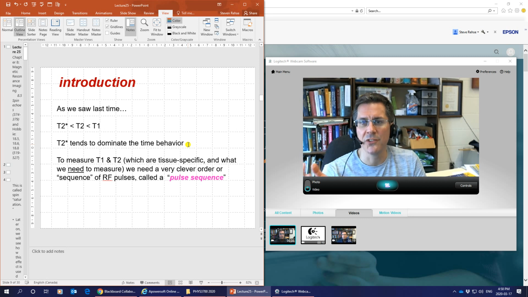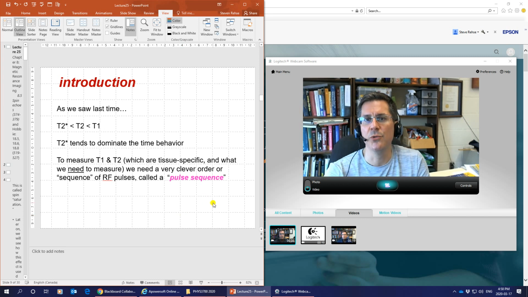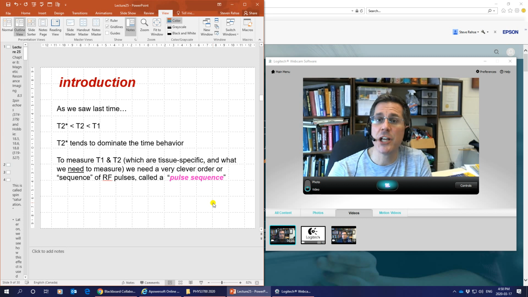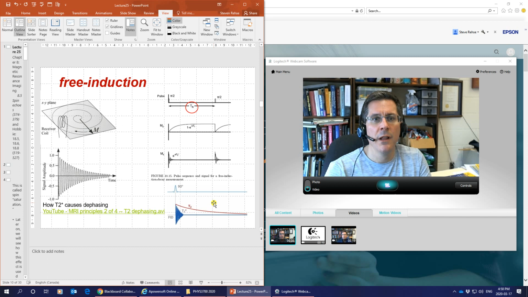It's not tissue specific, and that's going to be a problem because the whole point of doing this is to eventually get an image out of the body. So you have to be getting signal that is dependent on the types of tissue that you're trying to image, and T2 star does not. And that's the only thing that you can actually measure if you're not a little bit clever. So what we're going to try to do is measure T1 and T2, which are very tissue specific, and we're going to use a clever order or sequence of our radio frequency pulses and applied magnetic field gradients. This is going to be called a pulse sequence. So clearly here in pink, you need to know what a pulse sequence is. By the end of the chapter, you need to be able to tell me what a couple different pulse sequences are, and why you're applying things at certain times.